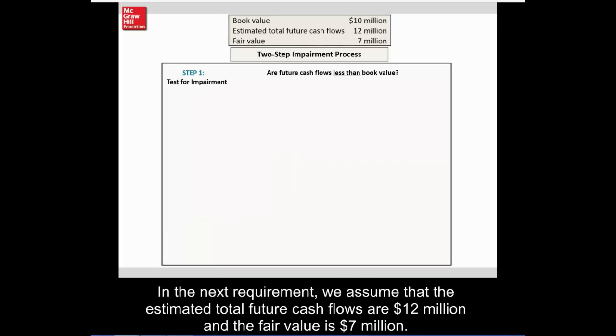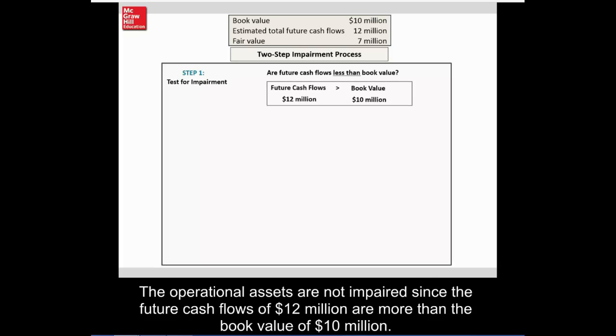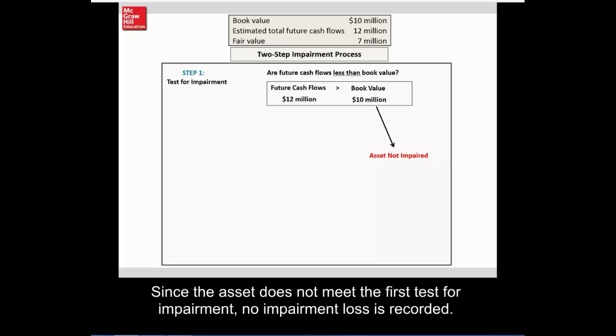In the next requirement, we assume that the estimated total future cash flows are $12 million and the fair value is $7 million. The operational assets are not impaired since the future cash flows of $12 million are more than the book value of $10 million. Since the asset does not meet the first test for impairment, no impairment loss is recorded.